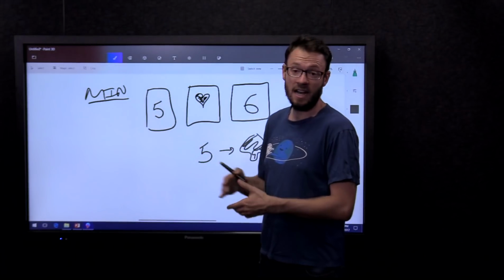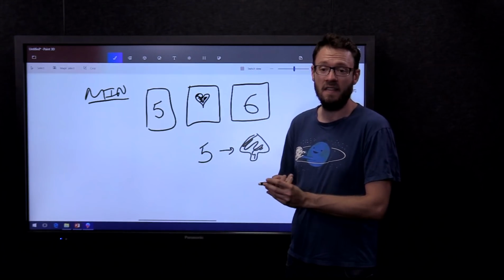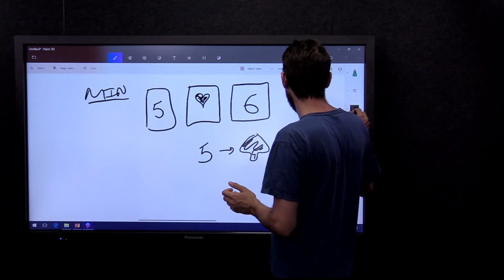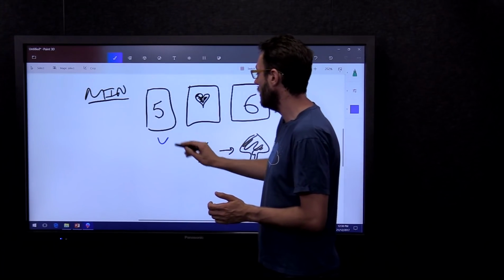So if I were to turn this card and it didn't have a spade on the other side, then that would falsify this conditional. So I'm going to need to check this card. So I know that I have to check this first one.